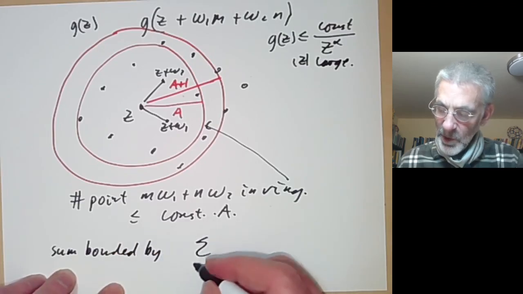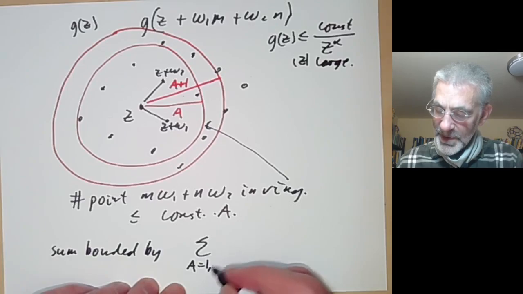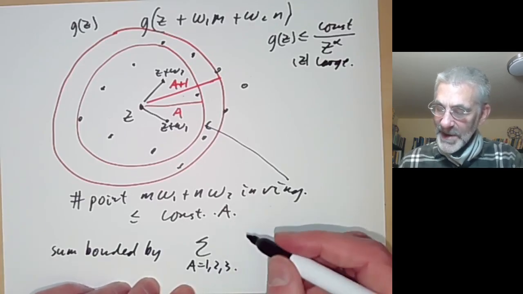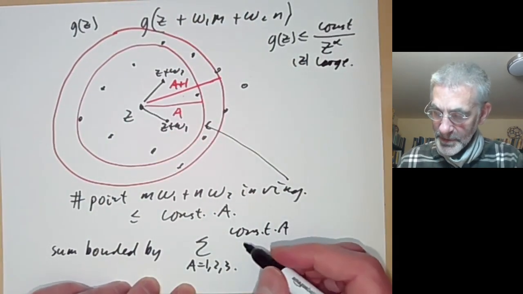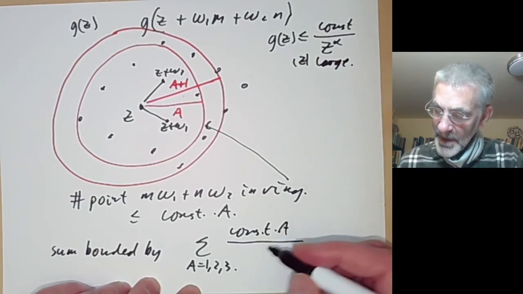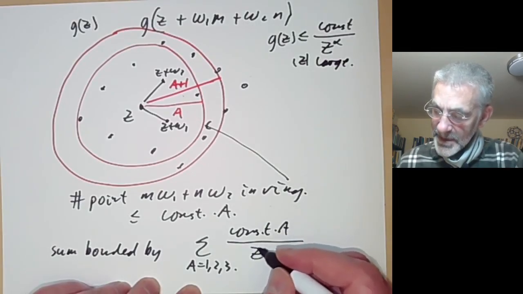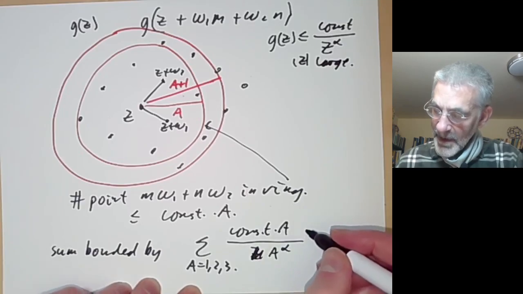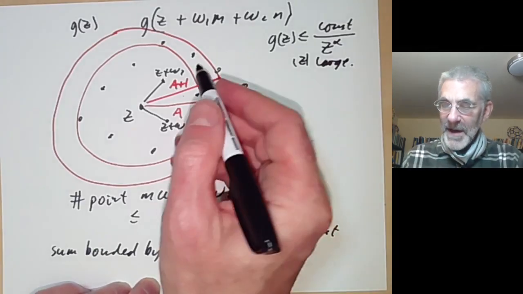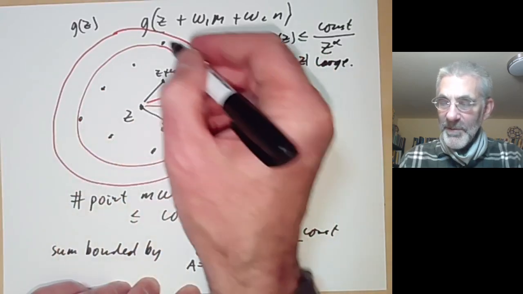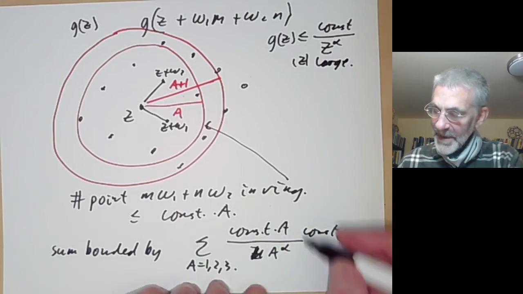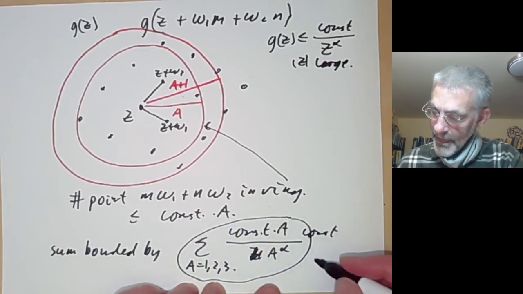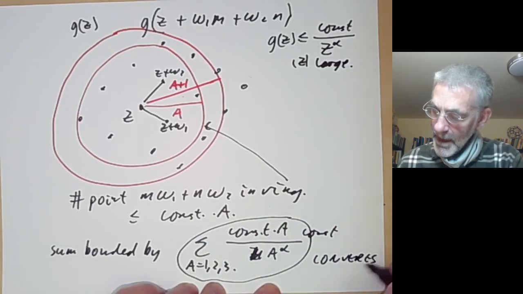So the sum will be bounded by: we want to sum over all a being 1, 2, 3 and so on, and then we take some constant times a, which is the number of points in this ring, divided by a to the alpha, because a to the alpha is an upper bound for g for all the points here. So we want to know, when does this converge? And this converges if alpha is greater than 2.